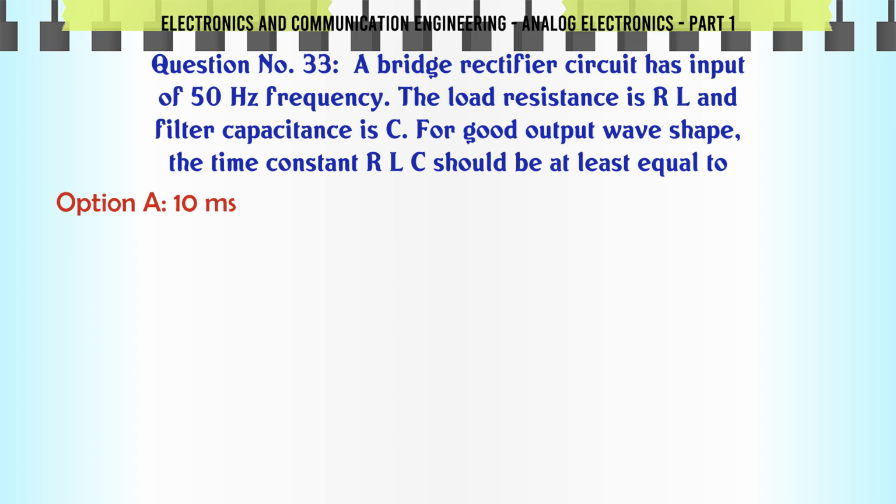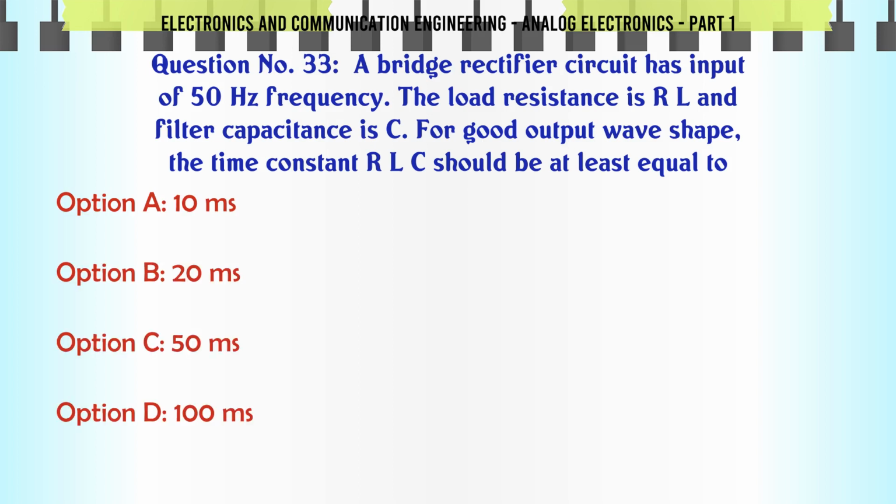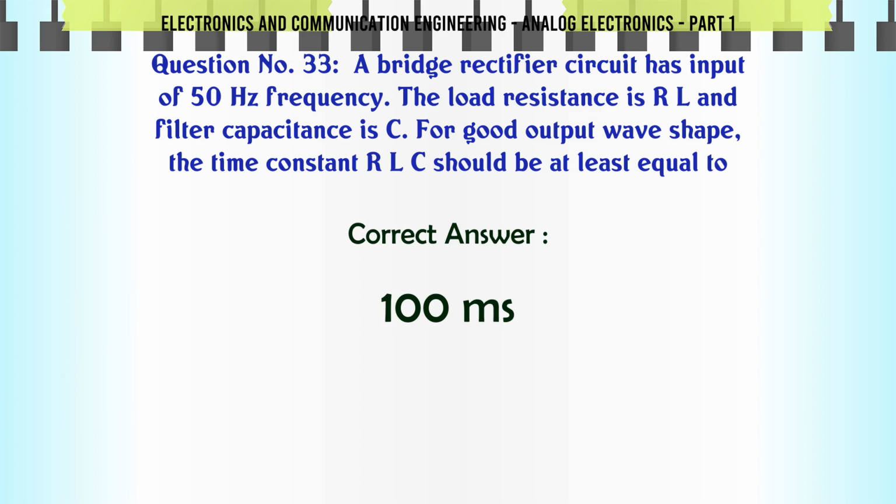A bridge rectifier circuit has input of 50 Hz frequency. The load resistance is RL and filter capacitance is C. For good output wave shape, the time constant RLC should be at least equal to A. 10 ms, B. 20 ms, C. 50 ms, D. 100 ms. The correct answer is 100 ms.